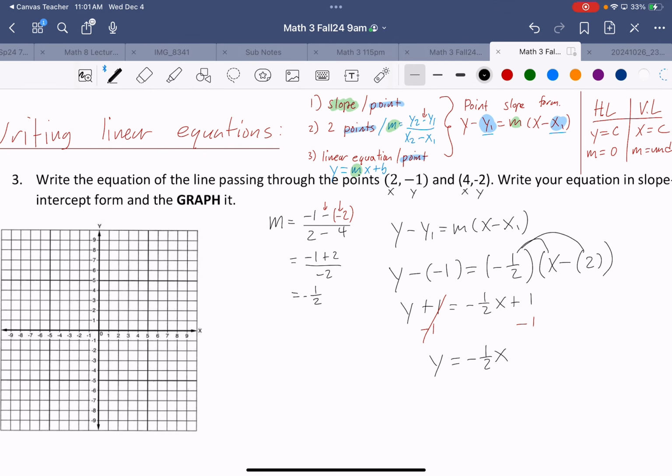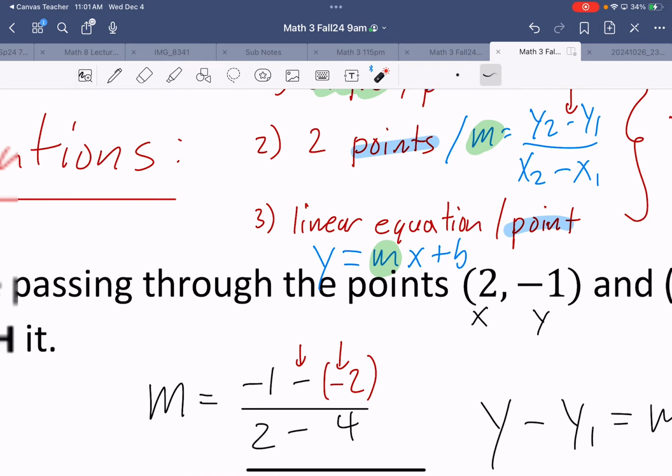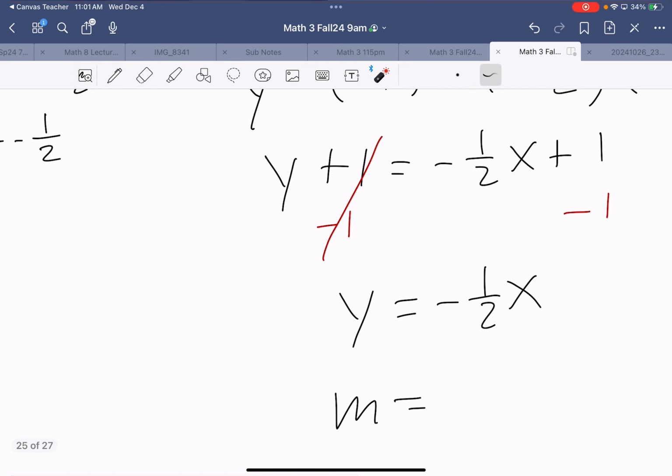Now, to graph this, I can just plot these 2 points and draw the line and graph it, right? Technically, that would be the graph of it. Or I can look here and I know my slope, because once your y is isolated, you're in this slope-intercept form. Remember what I said? If it's in slope-intercept form, the coefficient of x is your slope. So here, the coefficient of x is my slope.